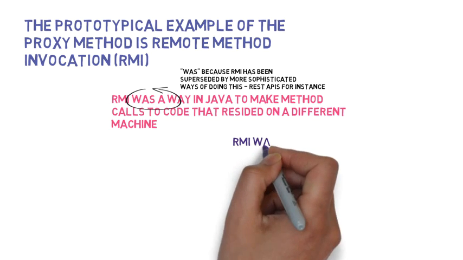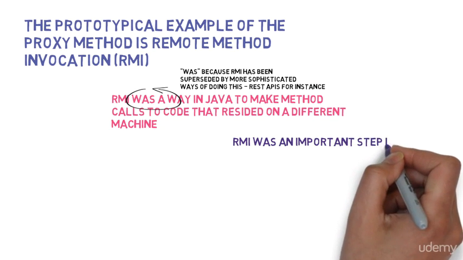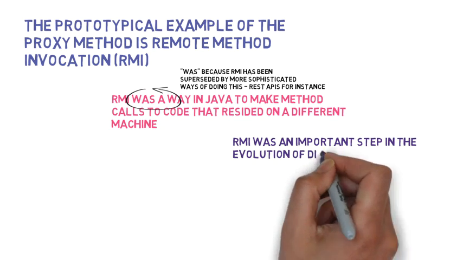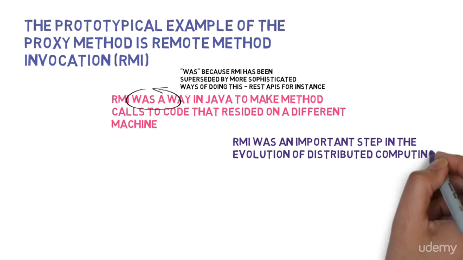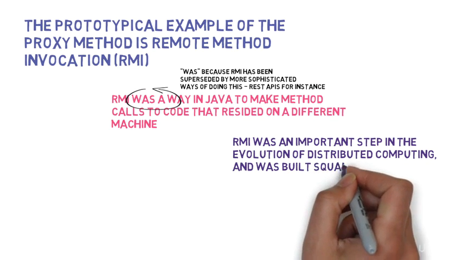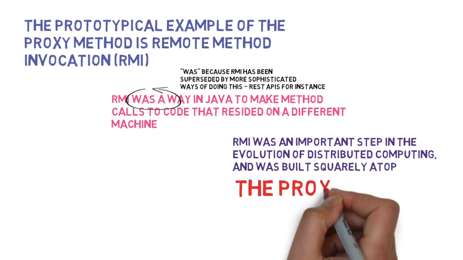RMI was an important step in the evolution of distributed computing. If you think about distributed computing with code running on different machines which can call each other, RMI was an important step towards that objective. And RMI was built squarely atop the proxy pattern.